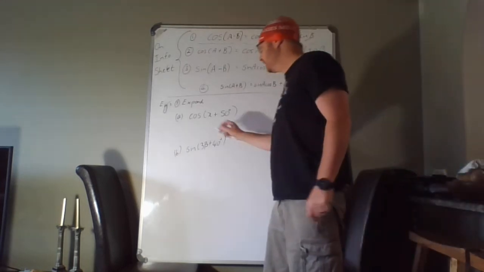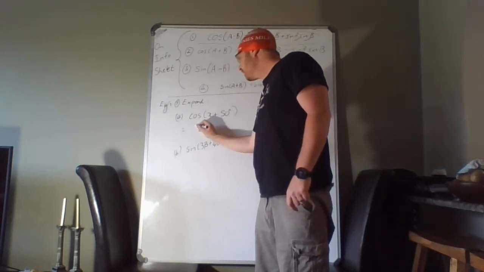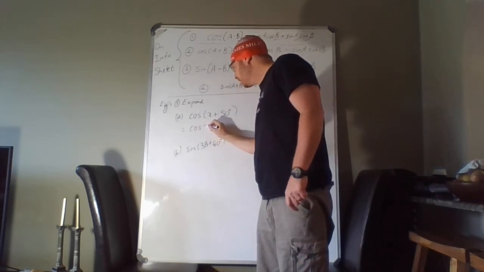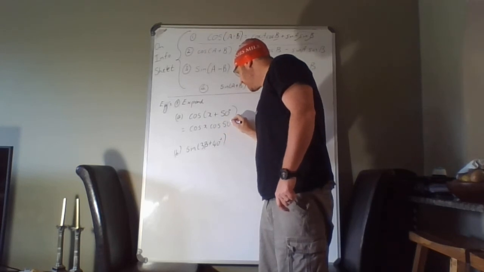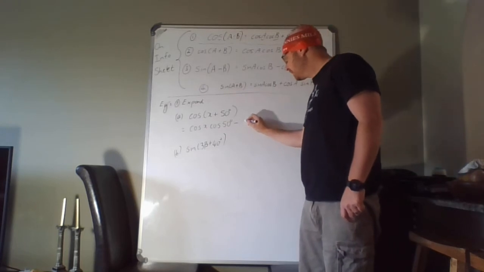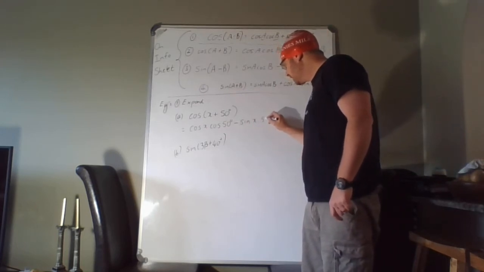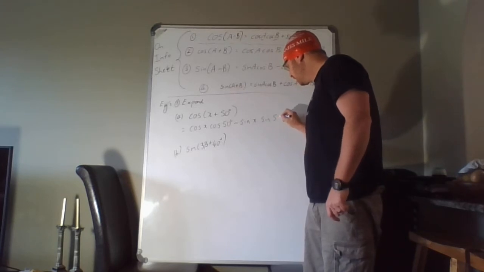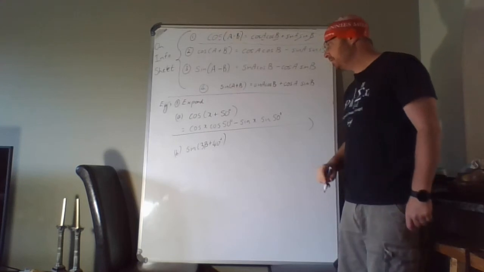Good. Right. So you go to the appropriate formula, which is the plus one with cos. With cos, the good thing is that the cos's are together. The messed up thing is that the signs are opposite. So it becomes cos x cos 50 minus sine x sine 50 degrees. And you're done. I've expanded that. There's nothing more I can do.